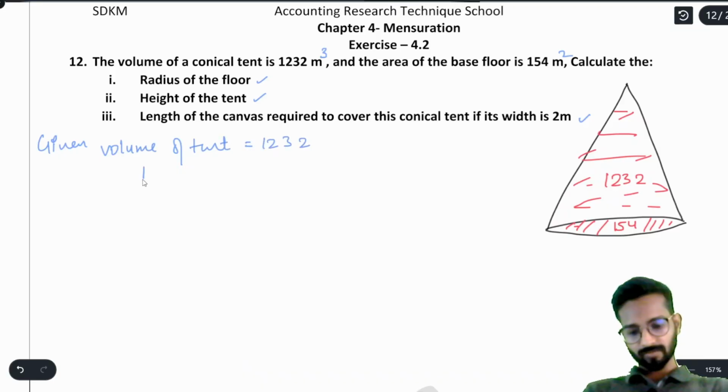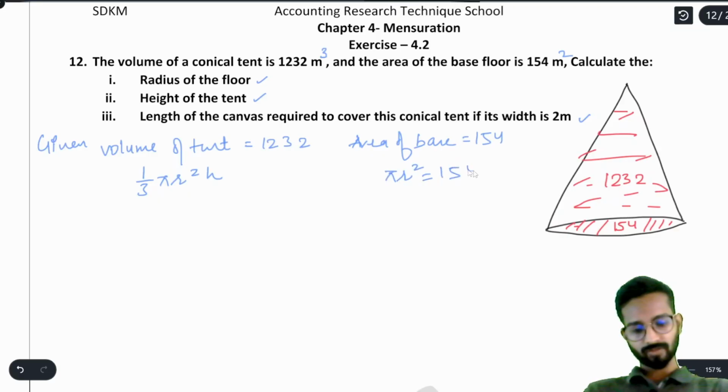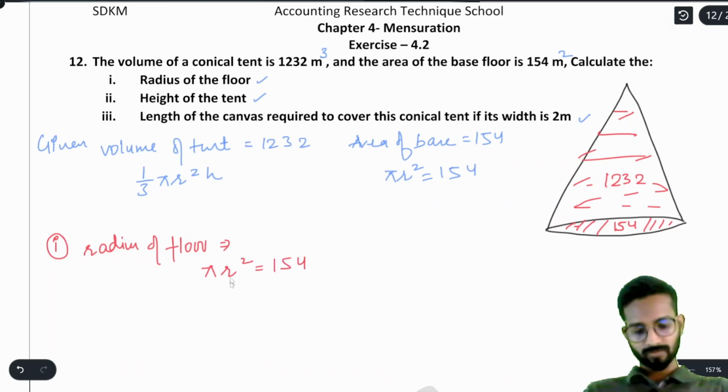Volume of tent formula is 1 by 3 pi r square h. And the area of the base floor, the base is a circle only, is 154. So area of circle, pi r square, is equal to 154. You can easily find out the radius. We'll go line by line. First is the radius of the floor. Pi r square is 154, which is nothing but 22 by 7 into r square equals 154.